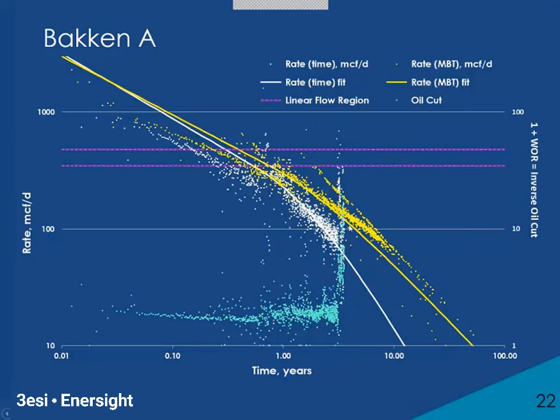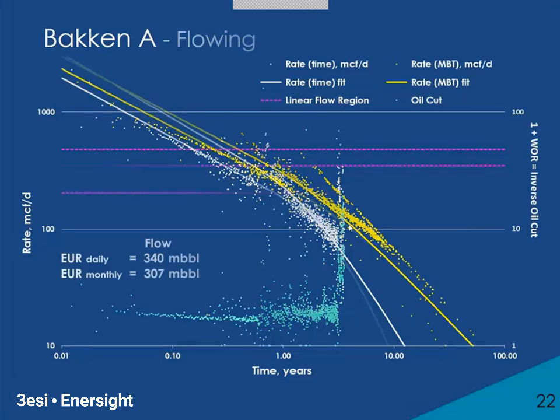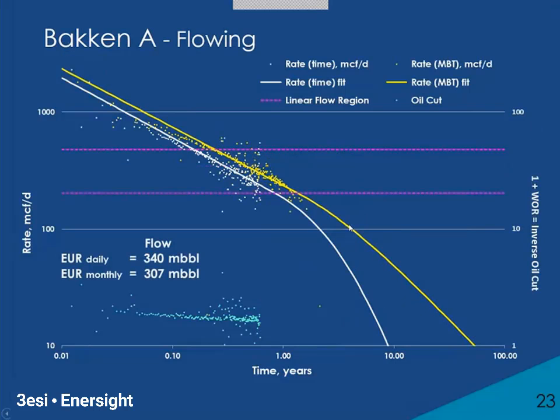So I'm going to break this well up into separate segments and let you look at each segment. So here's the flowing segment only. And using only this data, I'm actually seeing some bend in the data in history. And remember I said it's hard to see where that is. I'm using monthly data to figure that and rolling it back into here. But there's the recovery that I would expect from this well using daily and monthly data. So 340,000 barrels, 307,000 barrels.